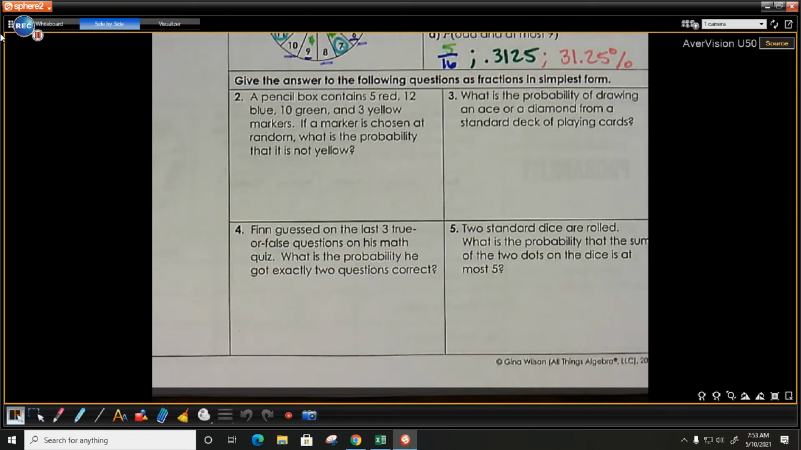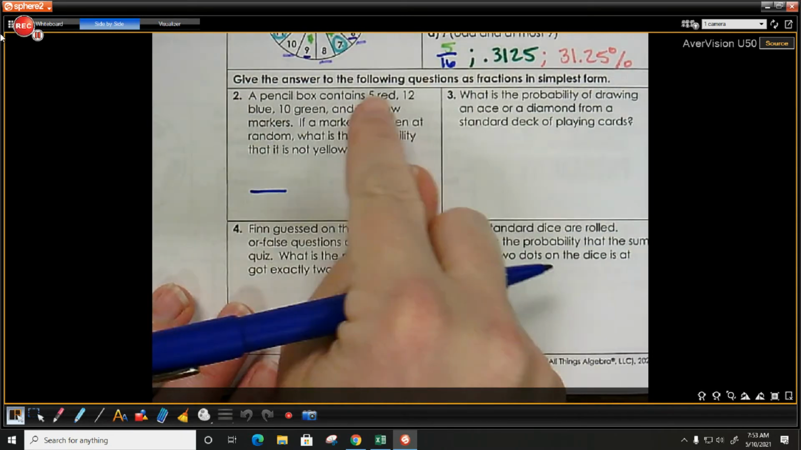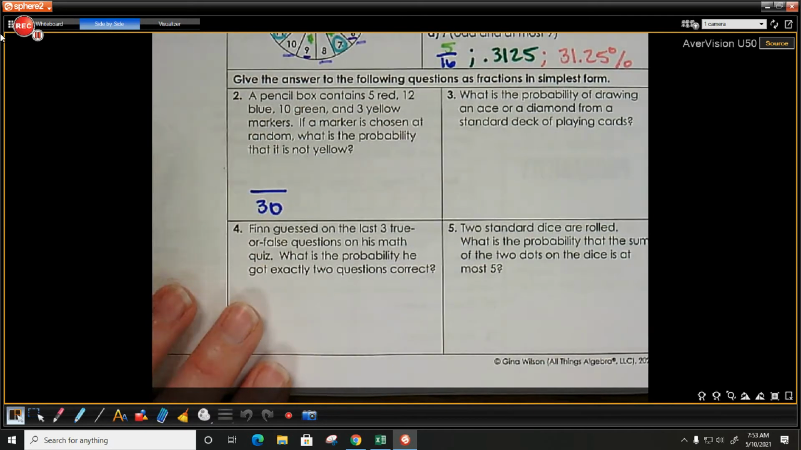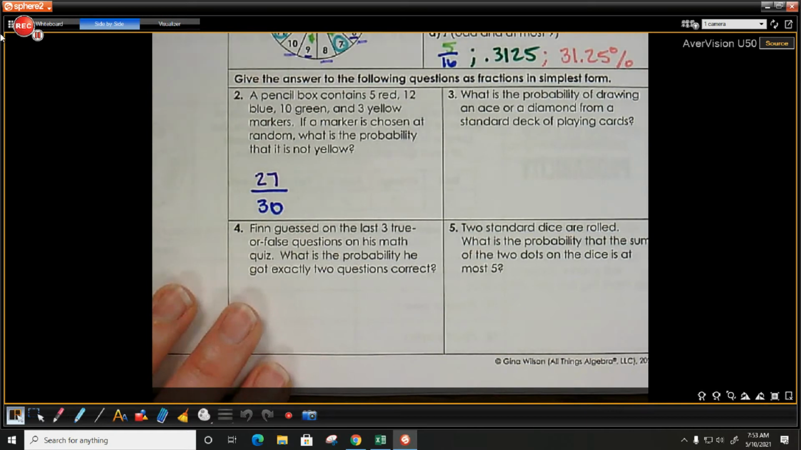Okay, a pencil box contains 5 red, 12 blue, 10 green, and 3 yellow markers. If a marker is chosen at random, what is the probability that it is not yellow? So let's first figure out what's the total number of markers. 5 plus 12 plus 10 plus 3 is 30 total markers. Okay. Then we are doing, what's the probability of not a yellow? So how many of them aren't yellow? 27 of them aren't yellow. So if I simplify that, 9 over 10.